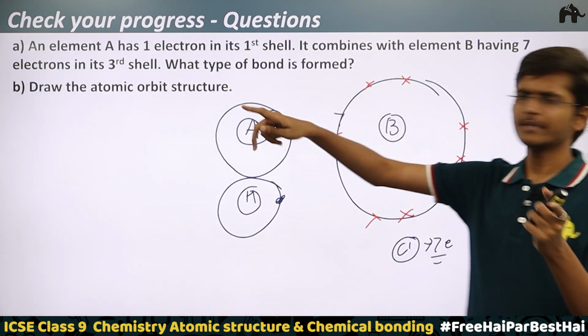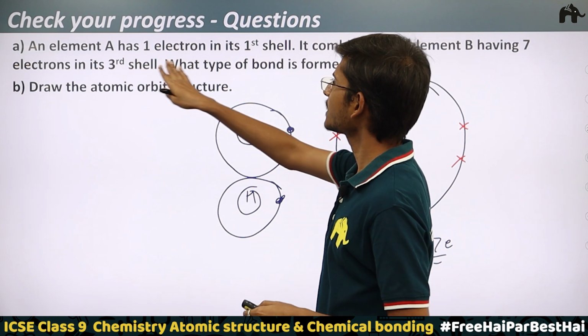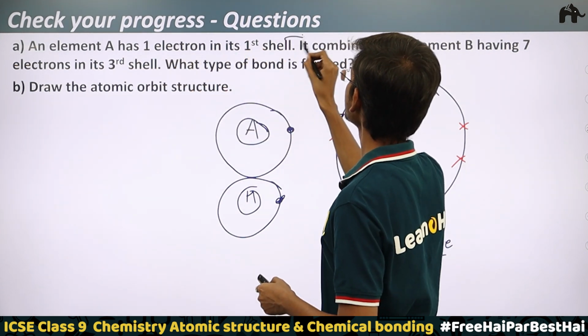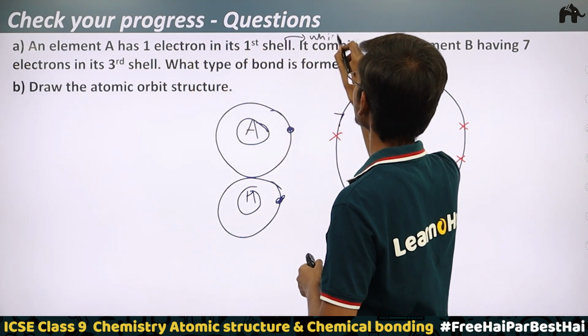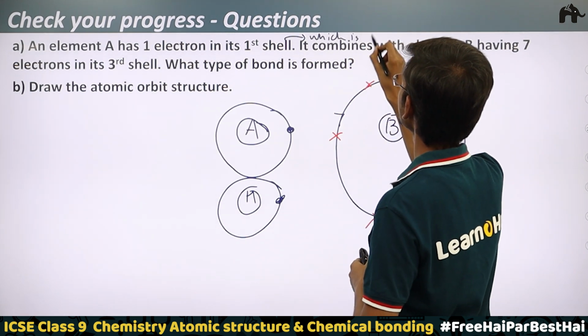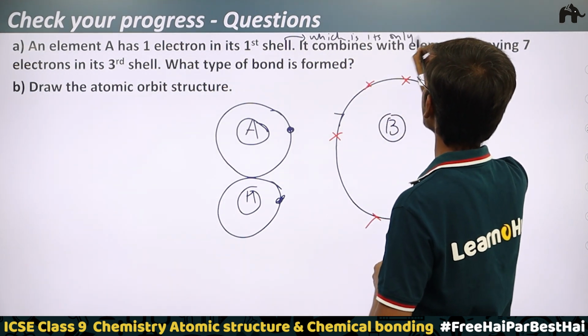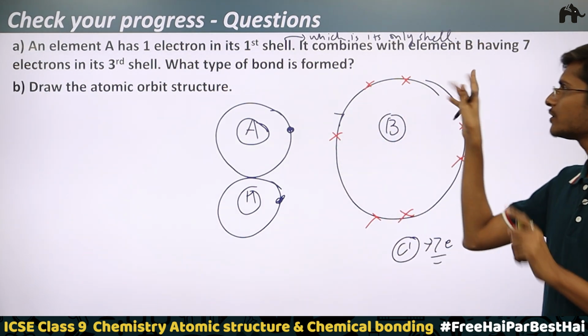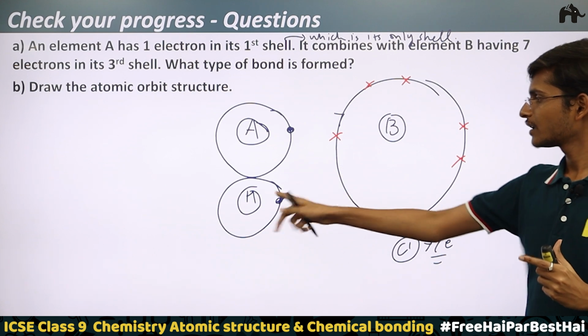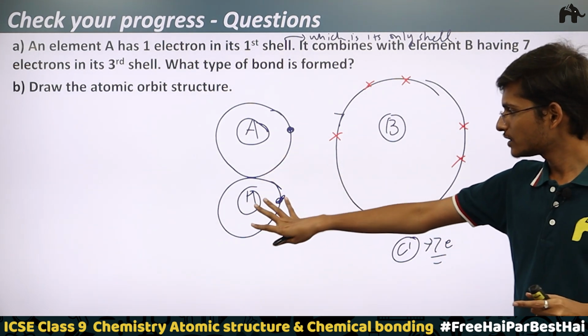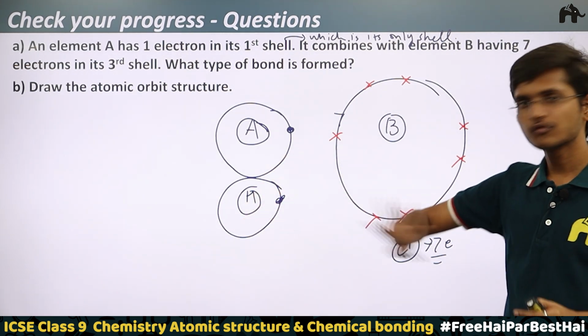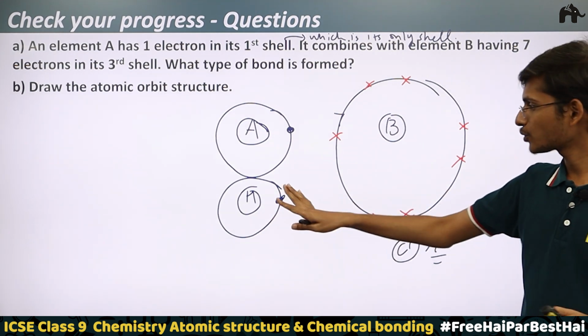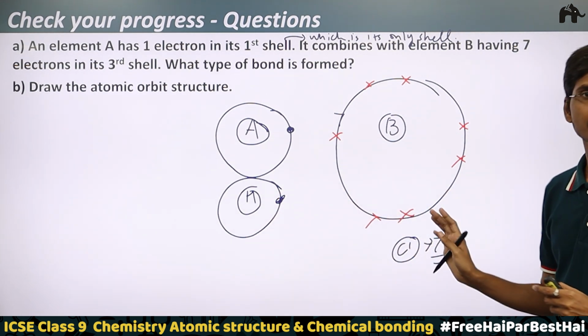Here, make one simple correction. An element A has 1 electron in its first shell, which is its only shell. You can add this: which is its only shell. Then the question is complete, giving the complete info. So this atom's only shell has just 1 electron. This atom's third shell has 7 electrons.